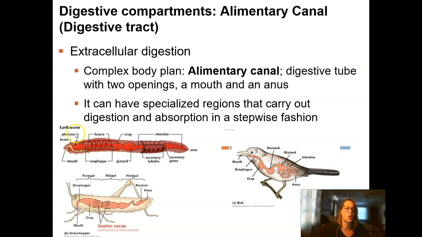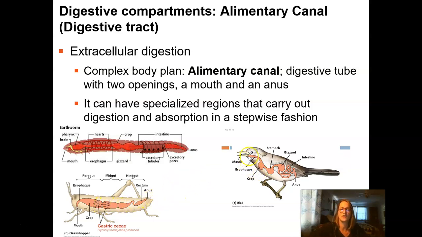So the earthworm is an example. Here's the mouth. You have the pharynx, the esophagus, the crop and the gizzard. These are kind of like a stomach. Then you have the intestine and the anus. In a grasshopper, you have a mouth and esophagus, crop, gastric caecae, which are sort of like the stomach and intestines, and then you have the rectum and the anus.